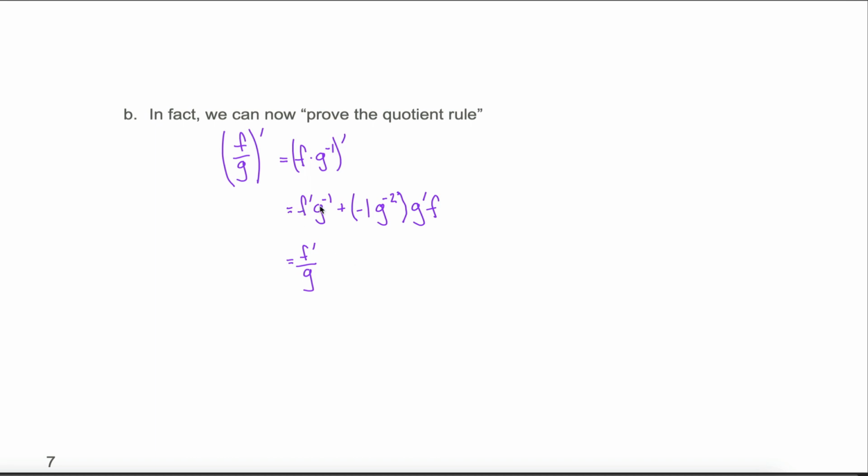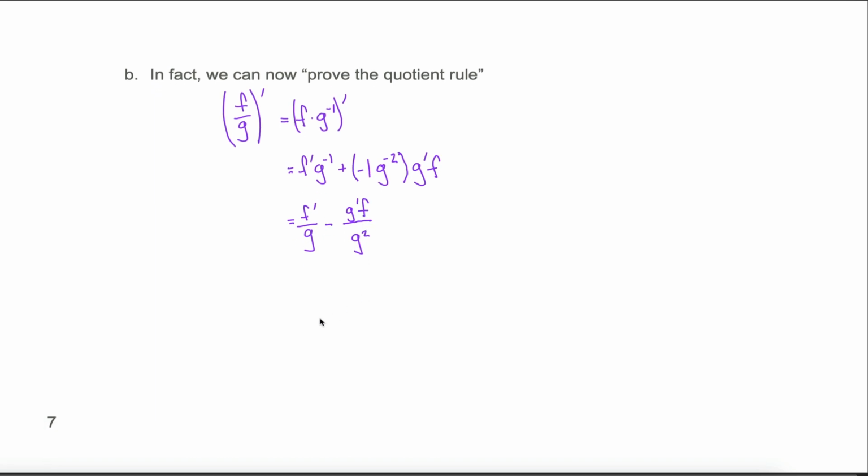So instead of f prime times g to the negative 1, I can write f prime over g. Instead of adding this negative thing, I can subtract. This thing that I'm subtracting is a product of three things: g to the negative 2 power, g prime, and f. Instead of the g to the negative 2 power, I can put g squared down in the denominator. That leaves me with just the g prime and the f up in the numerator. What I have here is a difference of two fractions. If I wanted to subtract those fractions, I'd need a common denominator. To get a common denominator, I'd multiply the top and the bottom by g.